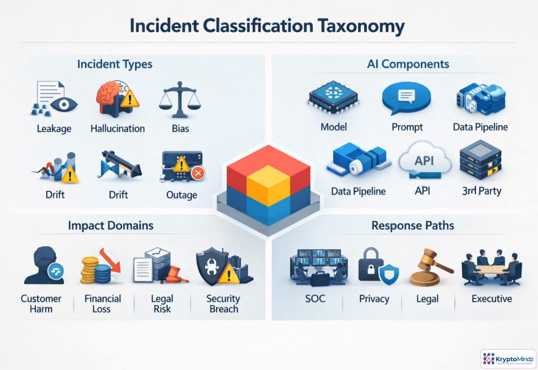A taxonomy turns a vague AI incident into a routable case. First, name what happened: leakage, hallucination harm, bias, injection, drift, or outage. Then identify where it happened: model, prompt, agent, data pipeline, RAG store, API, or provider. Next, define the impact domain and severity. That combination determines who leads the response, whether SOC, privacy, legal, model owners, or executives. The goal is consistency, so every team reports and escalates the same way.